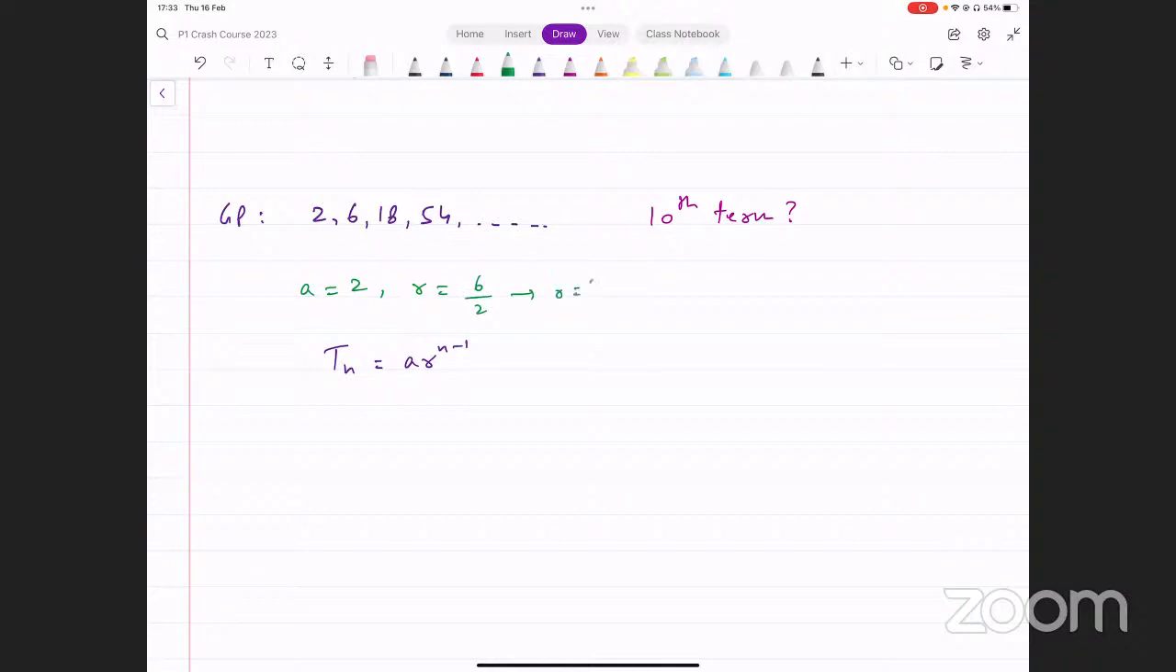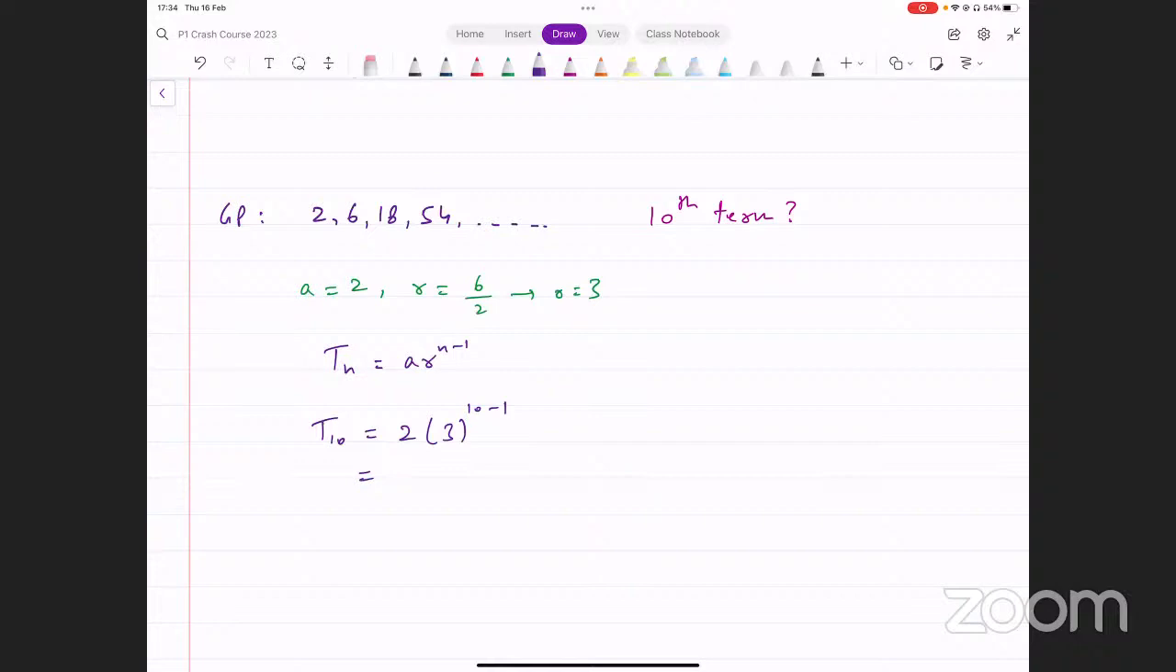Now, if we are looking for the 10th term, we could say T10 is equal to A, which is 2, into R, which is 3, raised to power n minus 1, which is 10 minus 1. So it's 2 into 3 raised to power 9. You evaluate this on your calculator and see what that turns out to be. Okay, so let's try this.